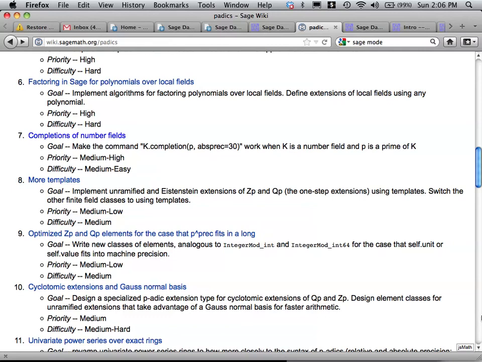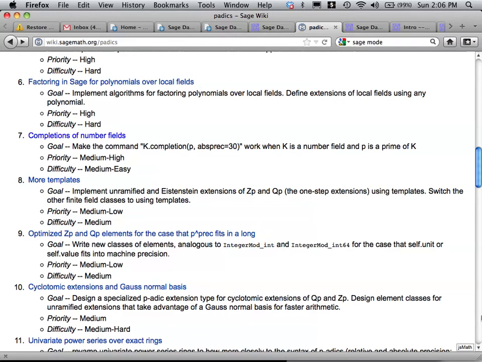What I told you this morning: if we want to go to p-adic or a function field, then if you have this template, you're just changing the ring, no? Yeah, so now you just have a different backend. It's still a capped relative element.